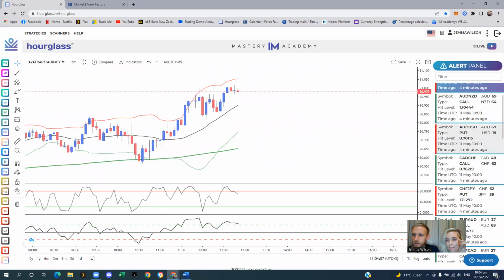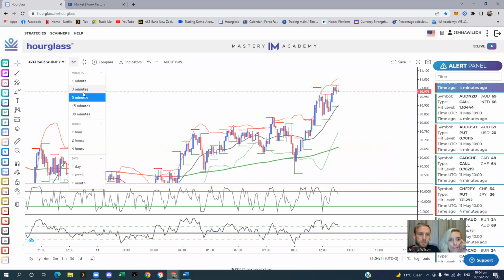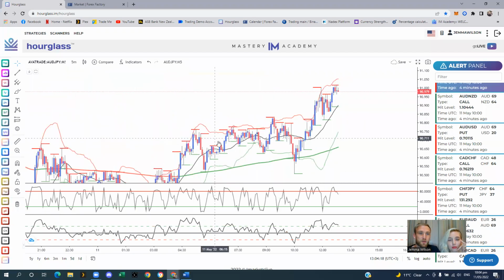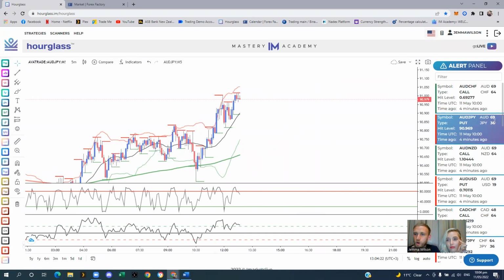So maybe we can try and find a trade. Let me just check this higher time frame. What I normally do is I wait for a setup, and then I will quickly jump to the higher time frame just before I enter. So AUD JPY right now, the currency strength is going in an upward direction, which is great. I'm looking at the green line, so that's telling me we're in an upwards trend, which is great. So I want to take a call on this one.